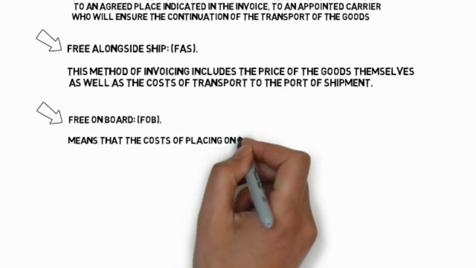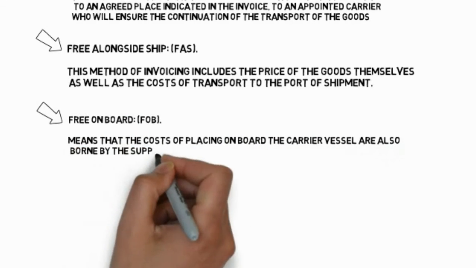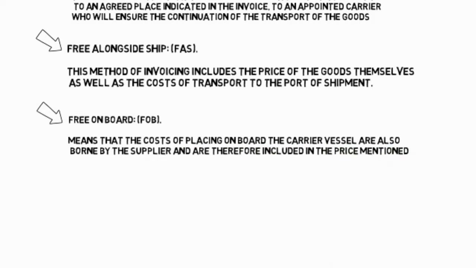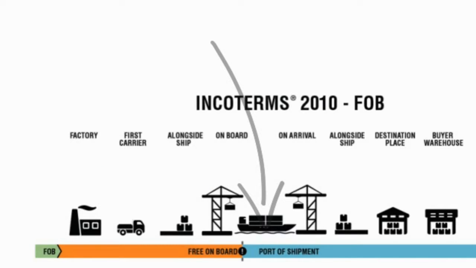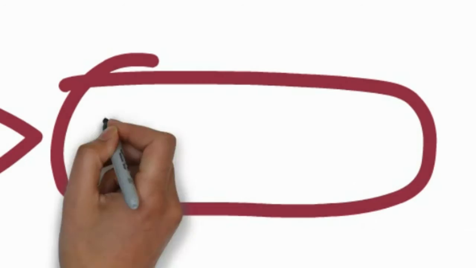Free On Board, FOB. Compared to the previous invoicing method, this Incoterm means that the costs of placing on board the carrier vessel are also borne by the supplier, and are therefore included in the price mentioned in the invoice, which must indicate the agreed port of shipment. This invoicing is only valid for goods transported by sea, and it is one of the most widely used Incoterms in international trade operations.